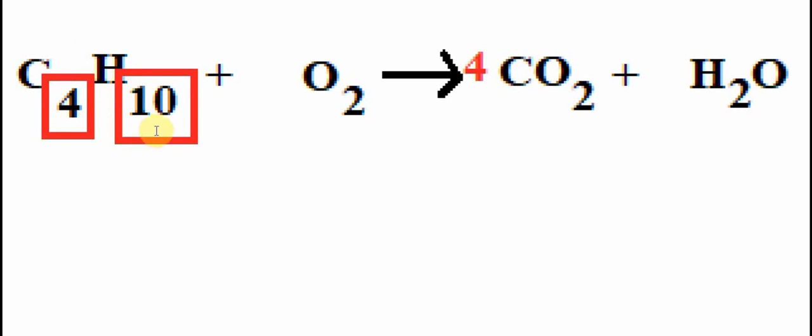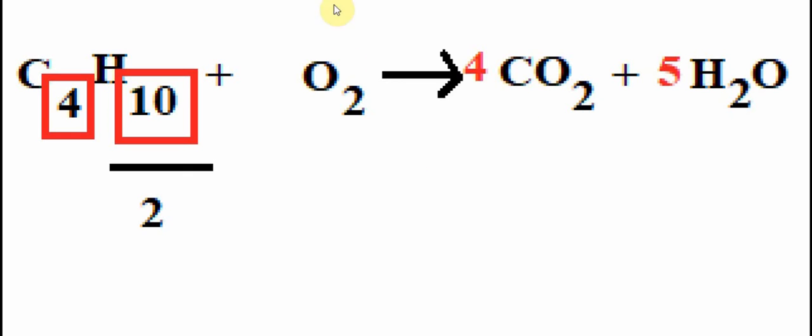About the hydrogen, you always divide by 2, because we have 2 hydrogen in the water. So we use this number divided by 2, and you get number 5 here. So that's the first step.